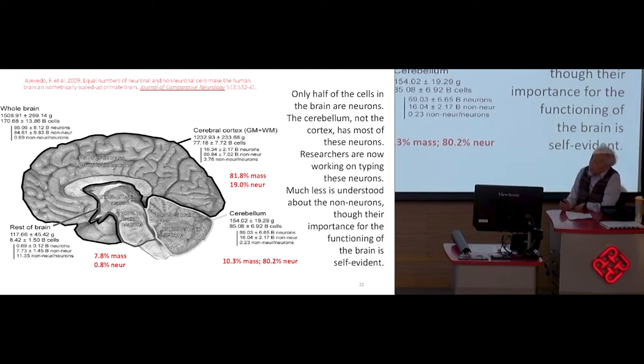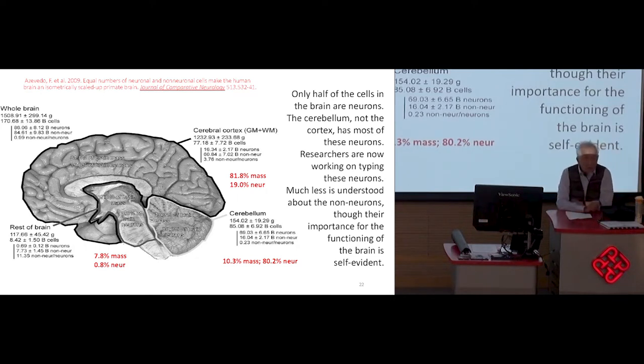Another interesting thing is the cerebral cortex, which is the pride and joy of our species, because no other species has such a complicated cerebral cortex. But the cerebral cortex only has about 16 billion neurons. That's a very, very small percentage of the 86. Where are most of the neurons? In the cerebellum. The cerebellum has close to 70 billion neurons. So only half of the cells in the brain are neurons, and the cerebellum, not the cortex, has most of these.